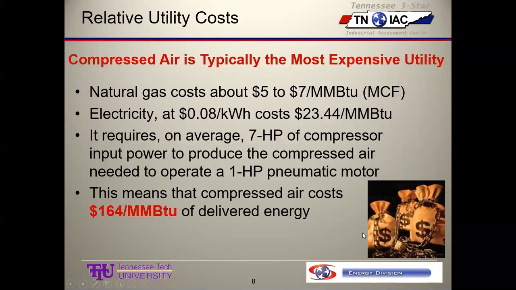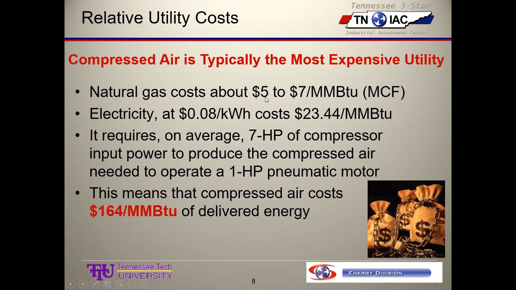Okay, so this is the relative cost slide. We look at natural gas these days, and natural gas may even be cheaper these days. It depends on how much you buy and where you are. I would say these days natural gas is probably $3 to $7 per MCF, but 5 to 7 is still common. An MCF is 1,000 cubic feet, and MM stands for million BTUs.